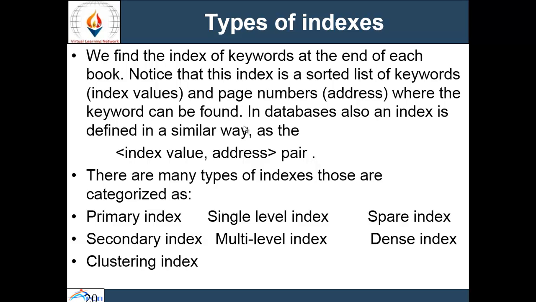An index contains a pair which consists of an index value and a pointer, or address. There are many types of indexes, and the indexes can be categorized into primary index, secondary index, clustering index, multi-level, single level, sparse index and dense index.